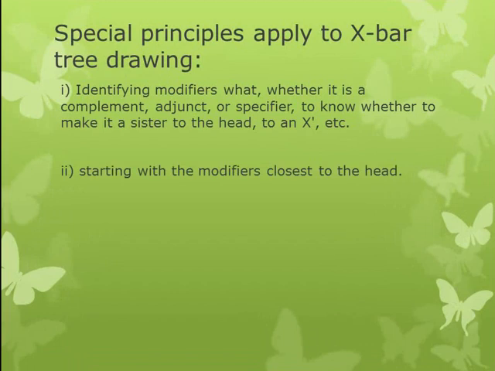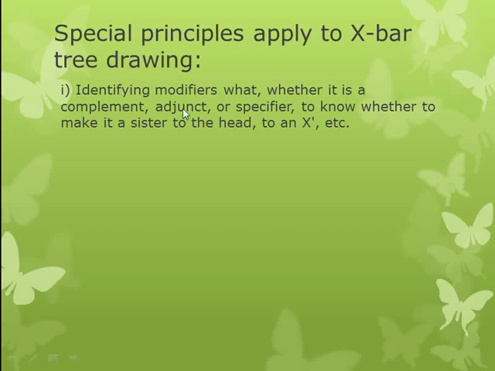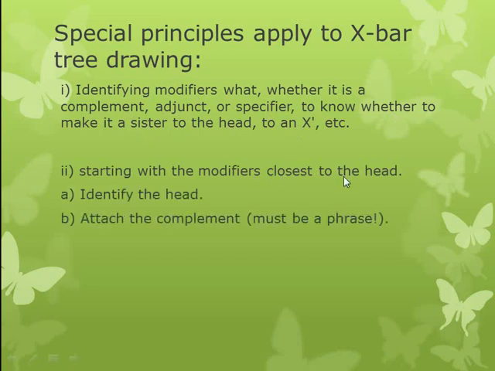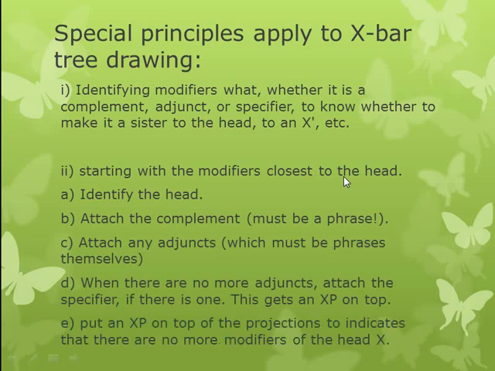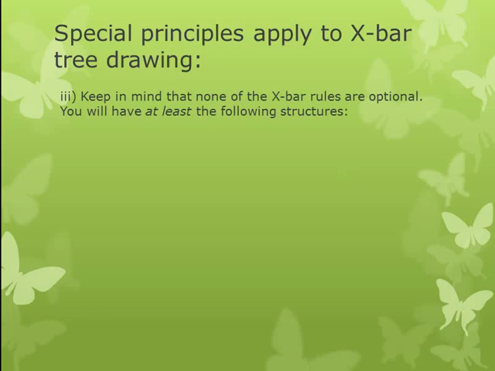Okay, so now how to know the principle of applying X-bar to tree drawing. Kalau mau menggambar X-bar theory dalam trees, first we have to identify modifiers. If we have modifiers, we have to know whether it is a complement, adjunct, or specifier, so whether it is a sister to head or sister to bar. And then we have to start with the modifiers closest to the head first. So we have to identify the head, attach the complement, which must be a phrase, and then attach any adjunct, and when there is no more adjunct, then attach the specifier, if there is one. And then after that, we have XP on the top, to indicate that there are no more modifiers of the head.